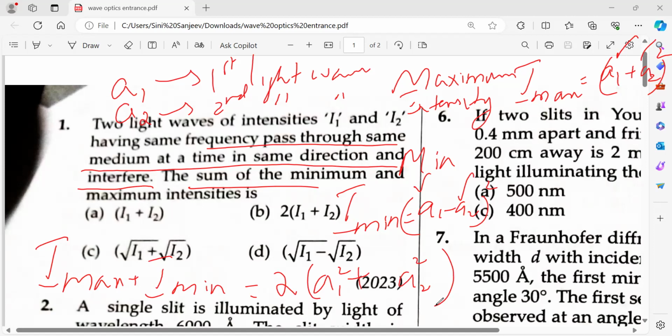Is this step understood by everyone or not? I just added I max and I min. Is this step understood by everyone? The only thing is that the plus 2AB and minus 2AB, I just cancelled it out. That's the only thing which I did.